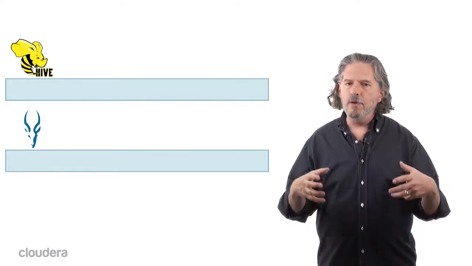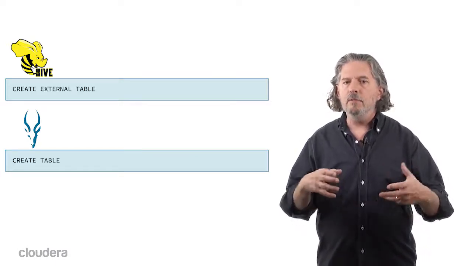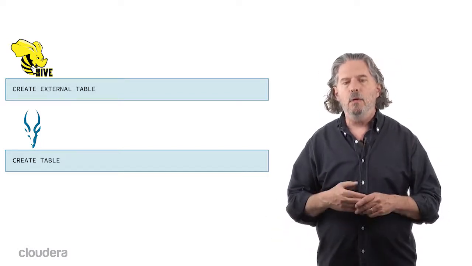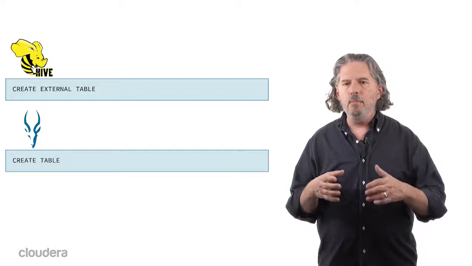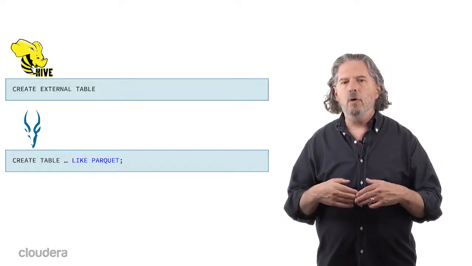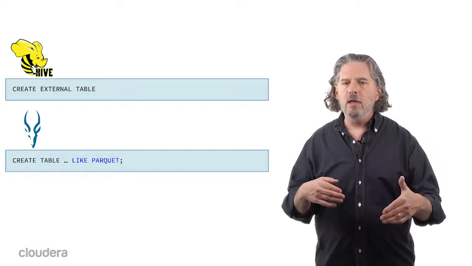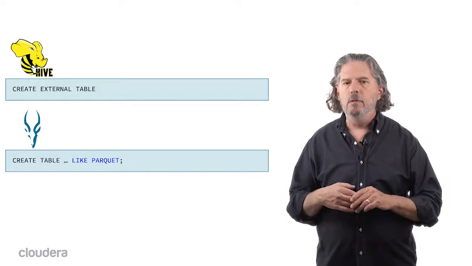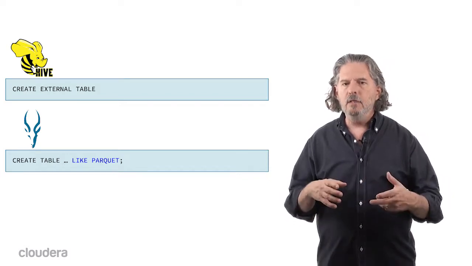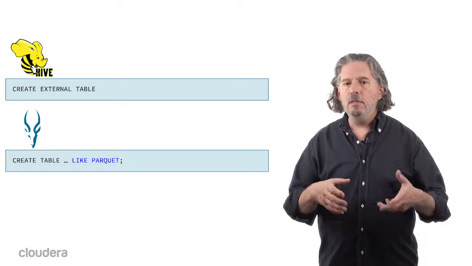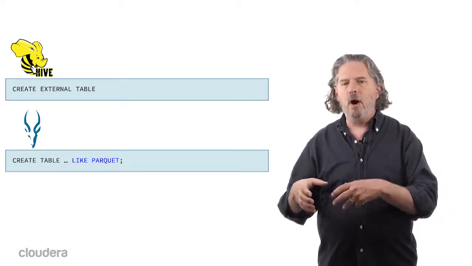There are also a few parts of the create table syntax that one or the other might not support. For example, in Impala, you can use the like parquet clause to create a table using the schema information that's embedded inside a parquet file. You'll learn more about this in next week's materials. But Hive does not support this like parquet clause.